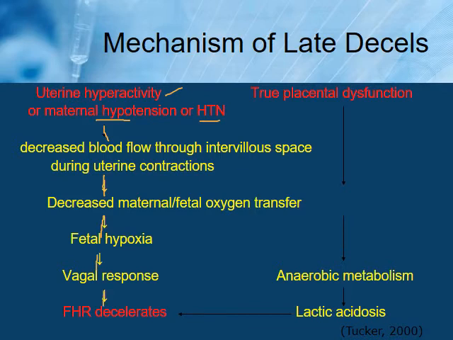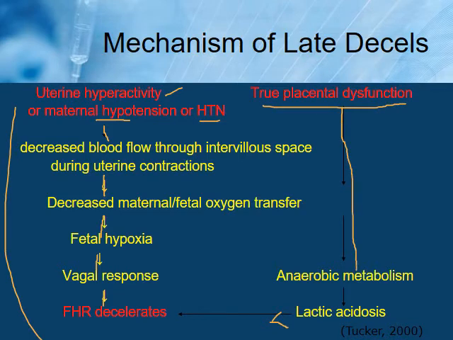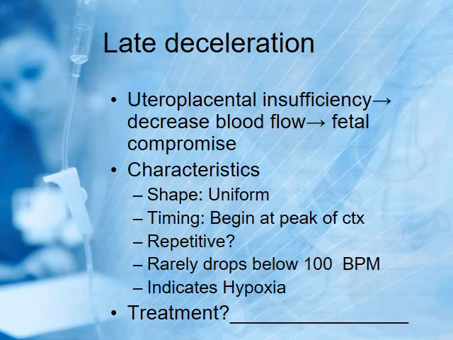Over time, it may develop into lactic acidosis, which becomes a real problem, like severe, okay? So we need to fix it at this level so we don't go over here to true placental dysfunction, which, boom, we're into severe compromise, all right? So in summary, uteroplacental insufficiency causes decreased blood flow, which causes fetal compromise.